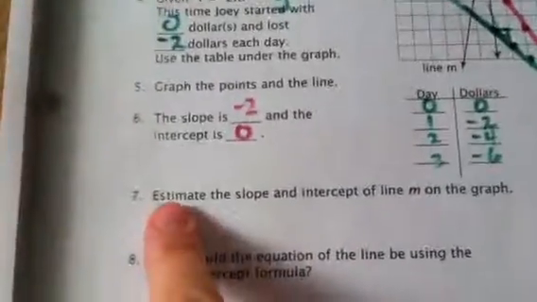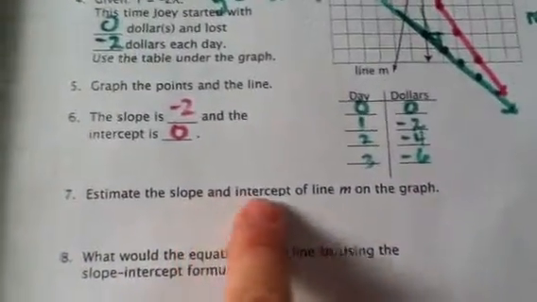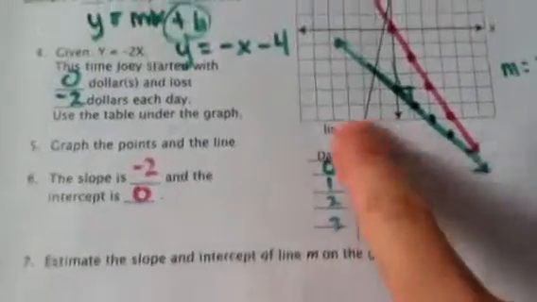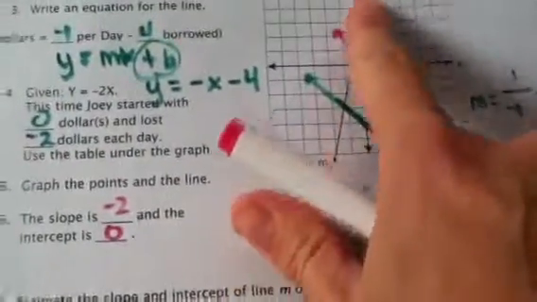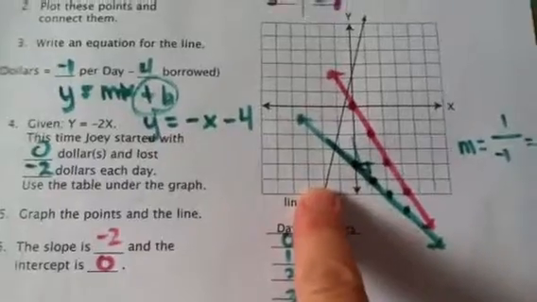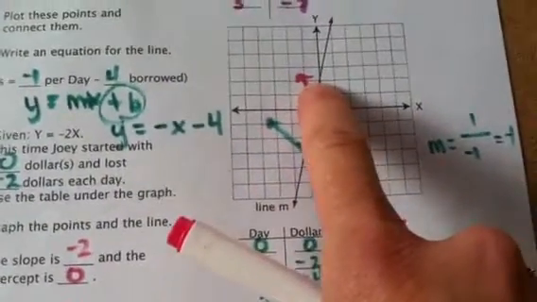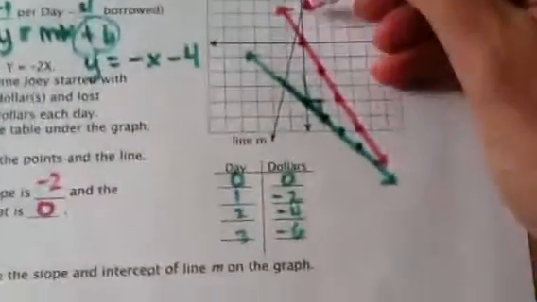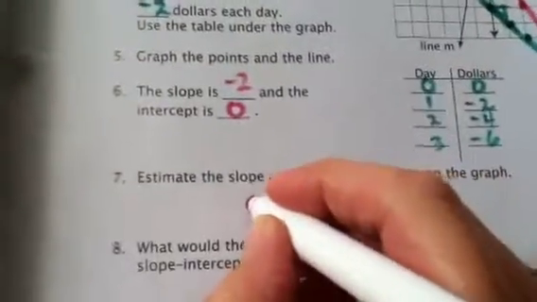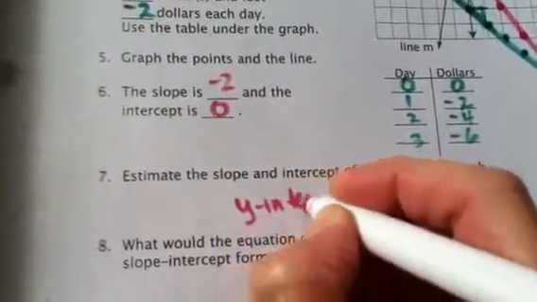Look at number 7. It says estimate the slope and the intercept of line M. Here's line M. See right here? This is the line M right here. So it wants you to estimate it. Well, right here is your B, or your y-intercept, and that looks like it's at what? 1, 2. So my y-intercept is 2. So I'm going to write this down here. My y-intercept, which is also your B value, is 2.